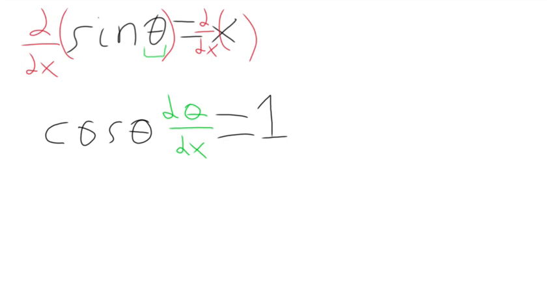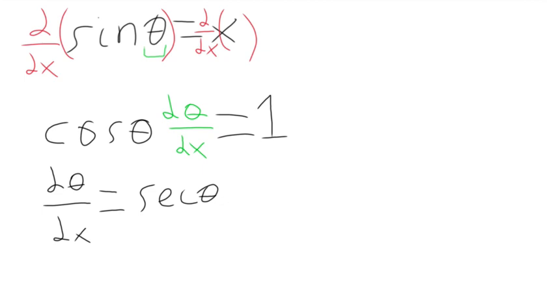So now I need to isolate the d theta dx. So I'll divide both sides by cosine of theta to do that. So we'll find out that d theta dx equals 1 over cosine theta, also known as secant theta. And we found our derivative for sine of theta, we found our derivative for inverse sine of x.